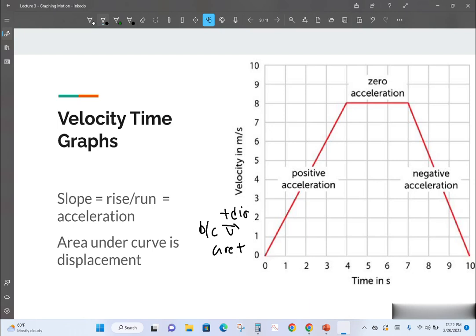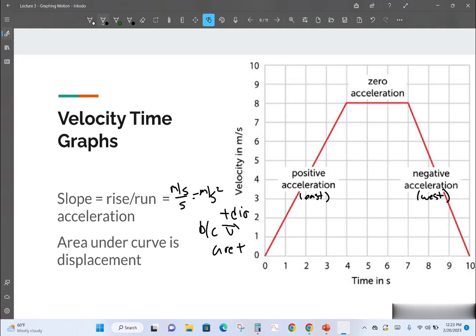But if you look at the units of the slope, they are going to be meters per second divided by seconds, which is meters per second squared. So the slope is your acceleration. If you have a positive acceleration, that means you're accelerating to the east. And if you have a negative acceleration, it means that you're accelerating to the west.